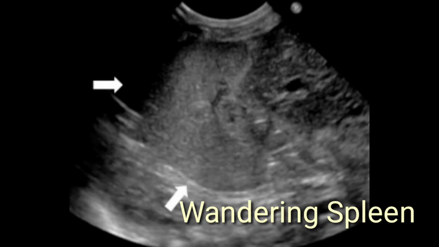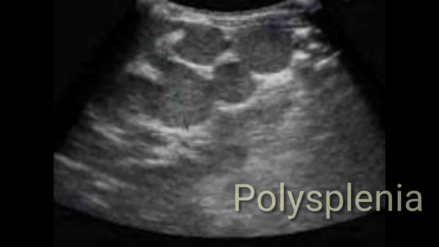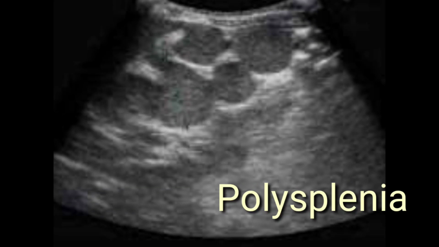Only one common pathology is related to this sort of a spleen: it twists around the ligament and causes torsion, resulting in ischemic necrosis. On this image, multiple round, hypoechoic, well-defined nodules are seen in the vicinity of the spleen. These are actually splenic tissues, and this condition is called polysplenia.